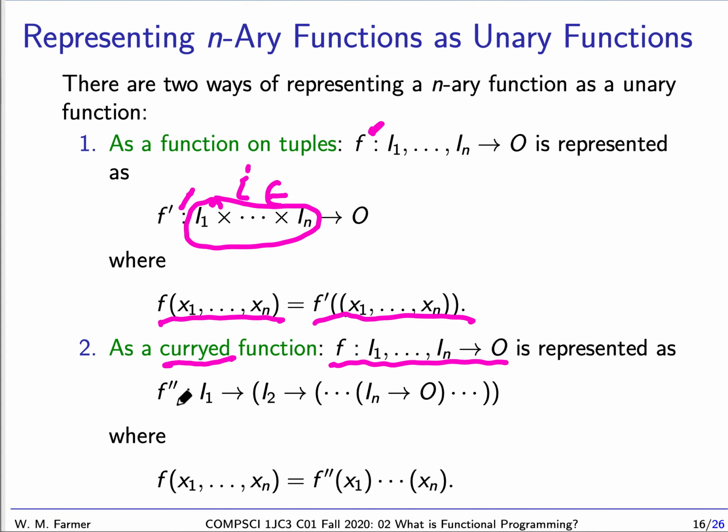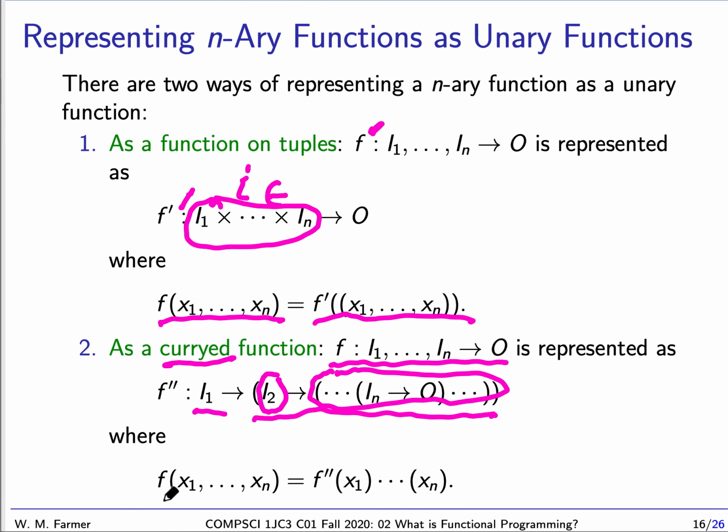So here we have a new function f prime. Notice it takes just one input, therefore it's unary. But notice what it gives back. It gives back a function. And what does that function do? That function takes another input, and that gives back another function. And then that function takes another input and gives back a function. In fact, we do this n times.